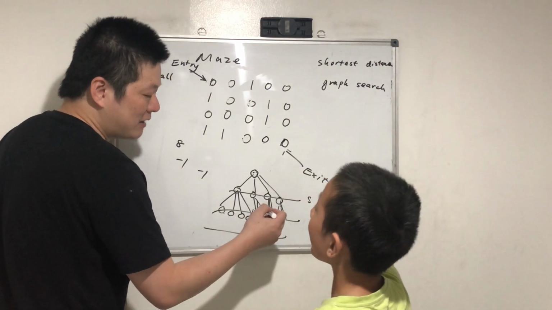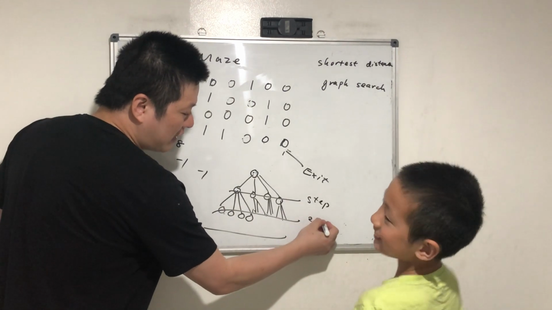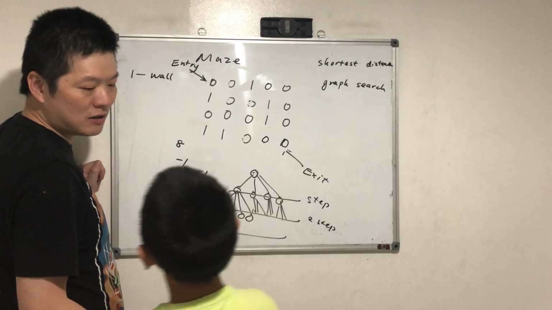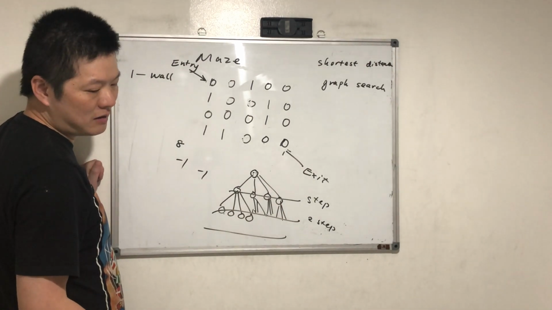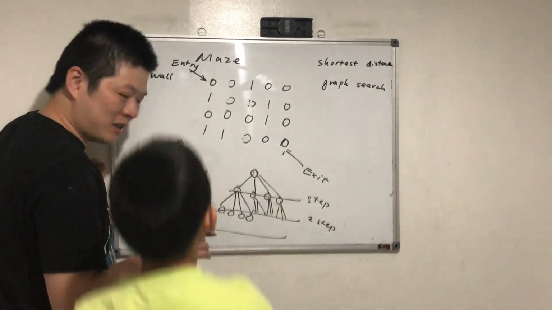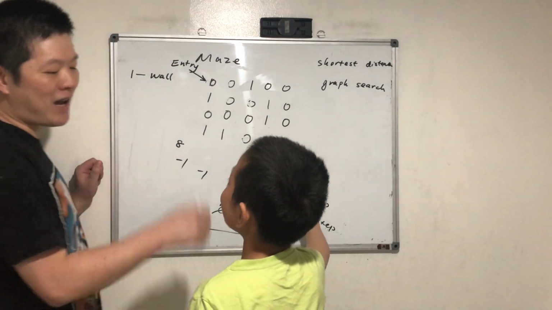This is the first step, and then 2 steps. What's this search? Come on, what kind of search? Binary search? No. Breadth-first search. Yeah, breadth-first search.